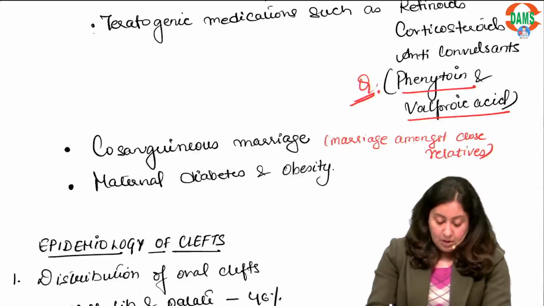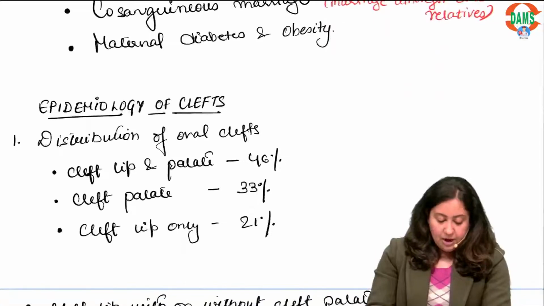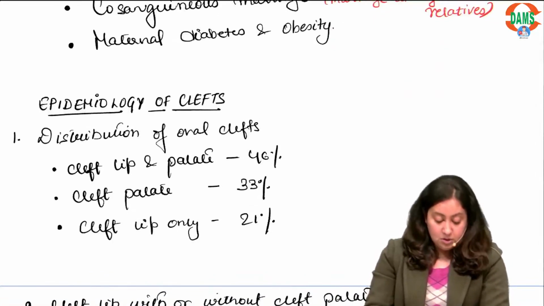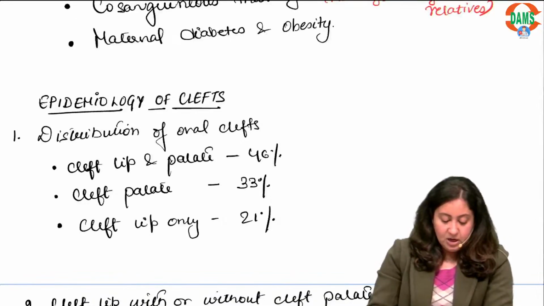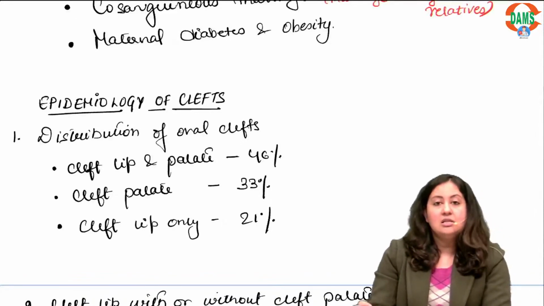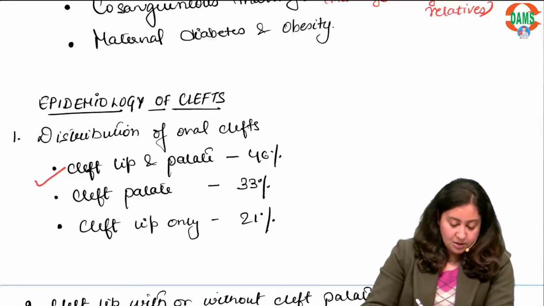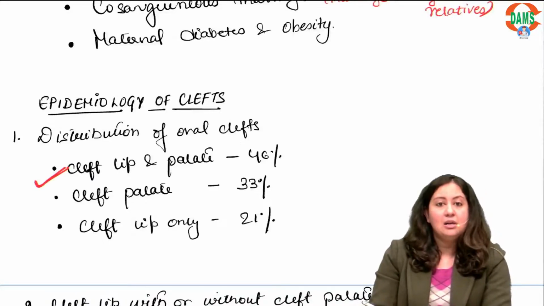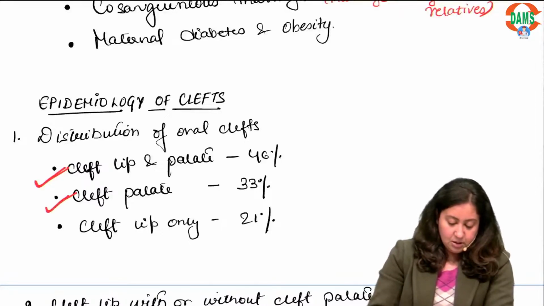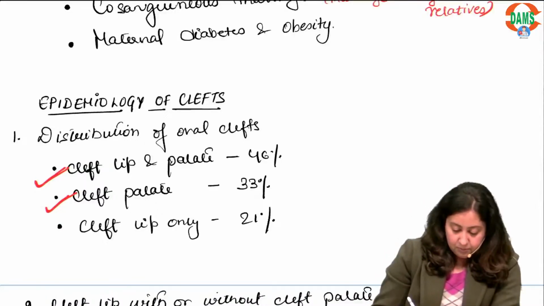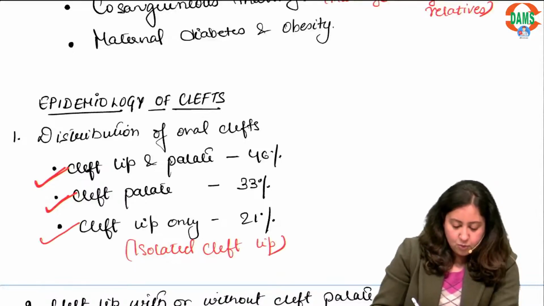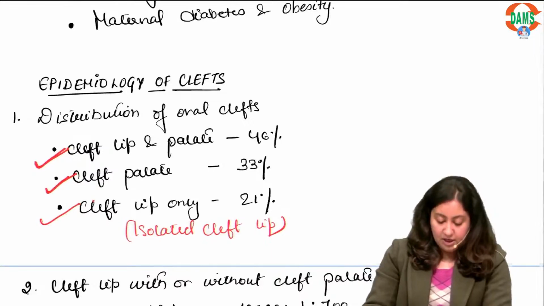Now coming to the epidemiology of clefts. If we speak about distribution of oral clefts, cleft lip and palate, the incidence is 46%. Cleft palate is 33%. Cleft lip only, that is isolated cleft lip, is 21%.